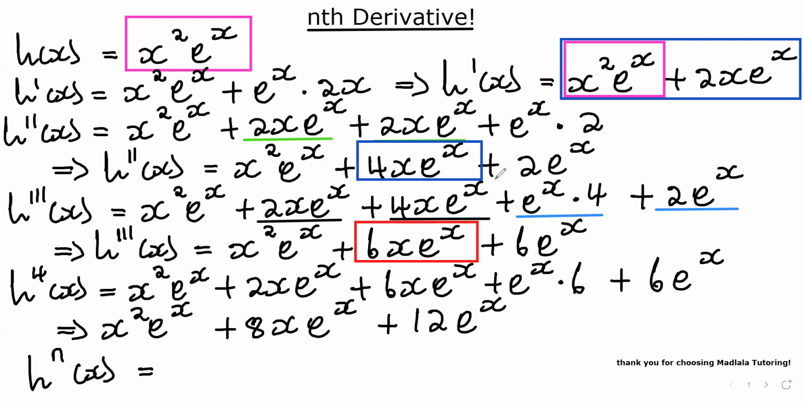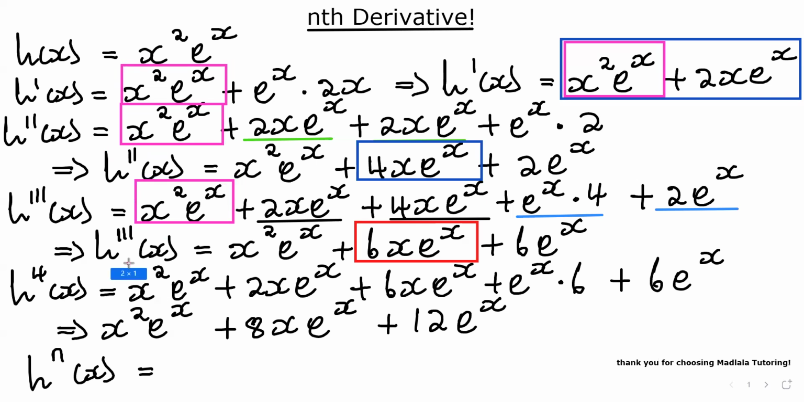Well, this is the first thing we actually observe. And what is that? Well, here we can actually see that the first term of each derivative has x squared e to the x, right? Yeah, that's what we see. Okay, fine. So what does it mean? Well, it means quite simply that the nth derivative, the first term of the nth derivative, will also be x squared e to the x. So that's the first thing we observe.